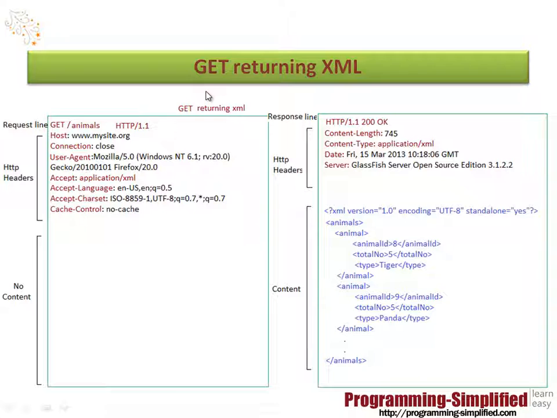Here's another example of a GET request. So this time the requested URL is mysite.org/animals. So let's assume this request is used for retrieving all the animals. Again, the client only accepts XML content.